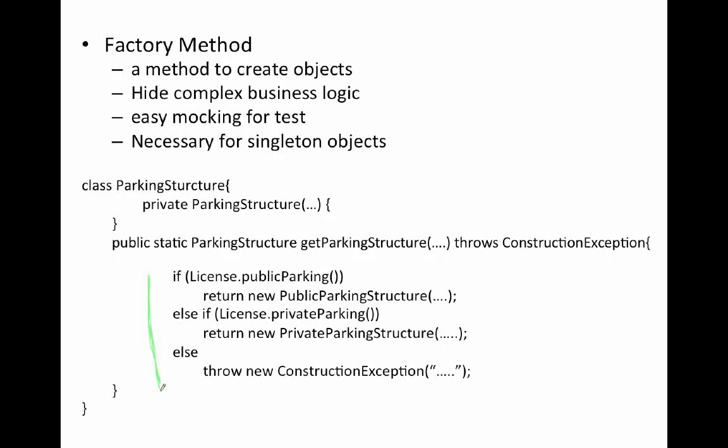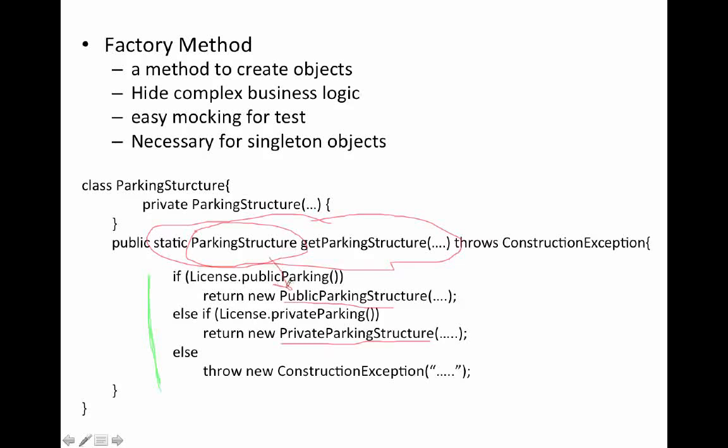So the user or the third party using your parking structure class, they don't really need to know this entire hierarchy of public parking structure, private parking structure, and so on. Maybe your hierarchy is much longer. So they don't really need to know all these details. By just providing this method, ParkingStructure.getParkingStructure, all that they need to do is call it, and they get a parking structure object.